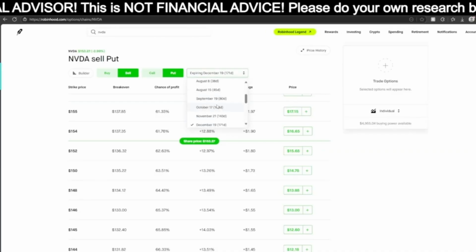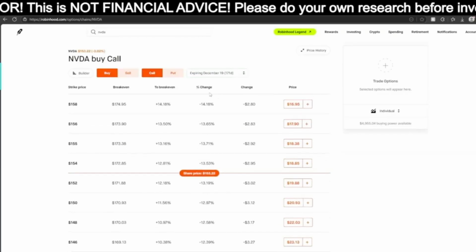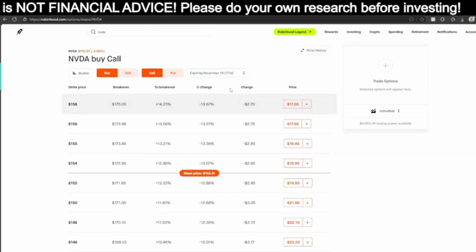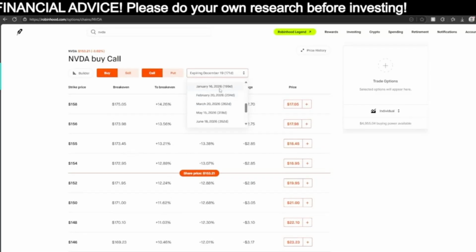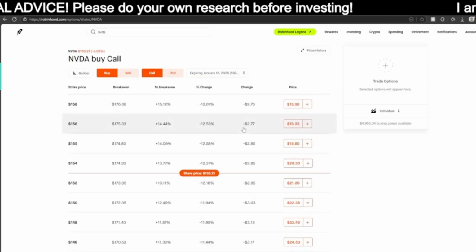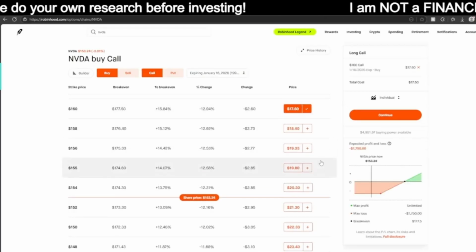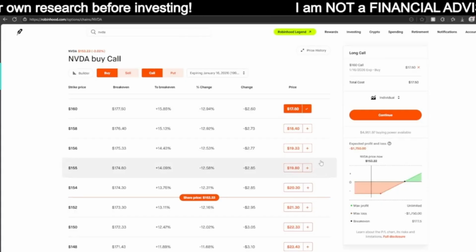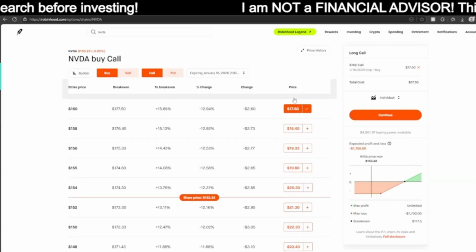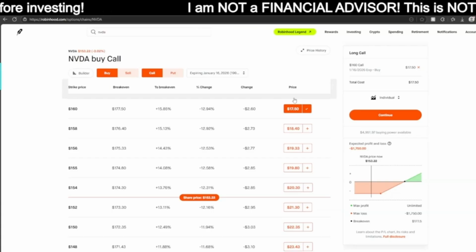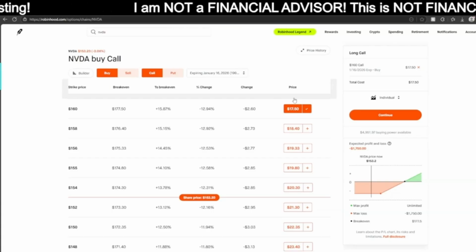Well, let's say that you are still bullish on NVIDIA. You're going to buy a call option for, say, January. We'll go a little bit farther out here. Say you want to buy the 160 strike for January 16th of next year.